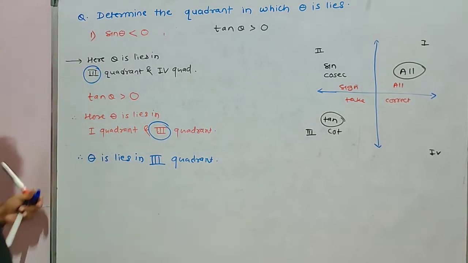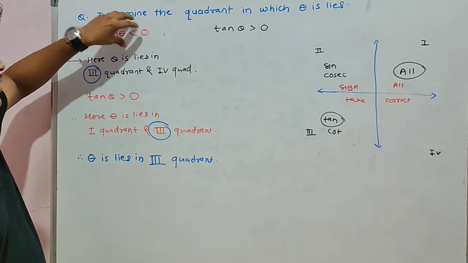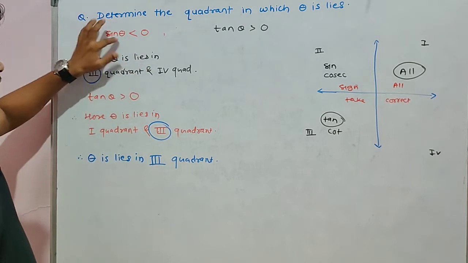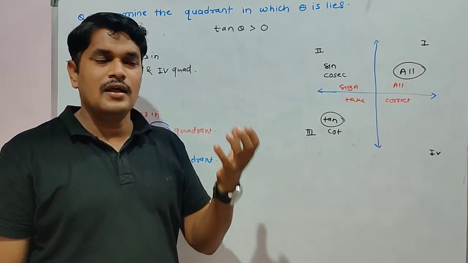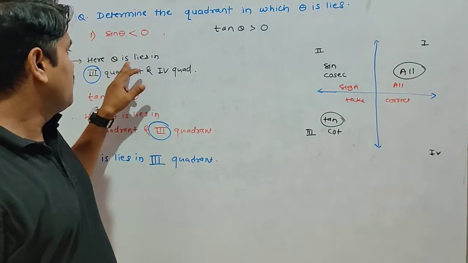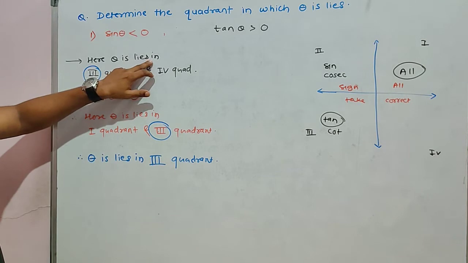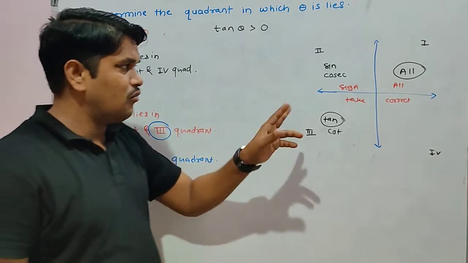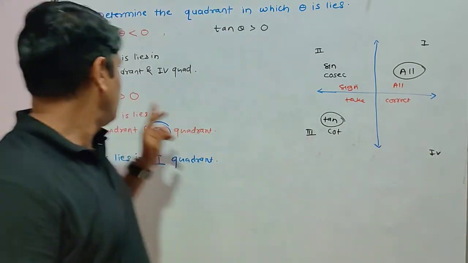Understood? What will we do? First apply the given conditions, and then write their quadrants. Theta is less than 0, less than 0 means what? We have to write that sin theta is negative. So here theta lies in which quadrant? Third and fourth, because sin theta is negative in those two quadrants. So here we are writing that.